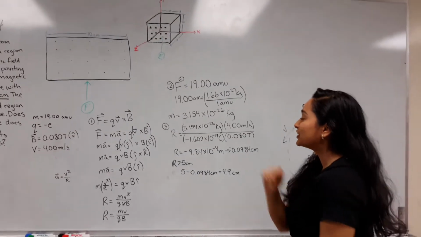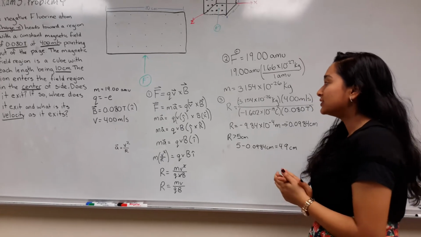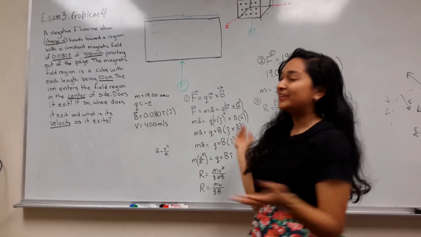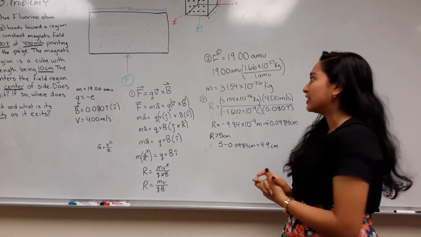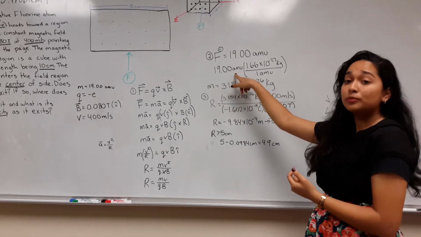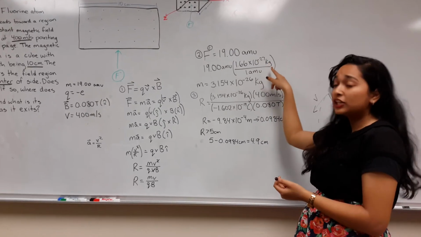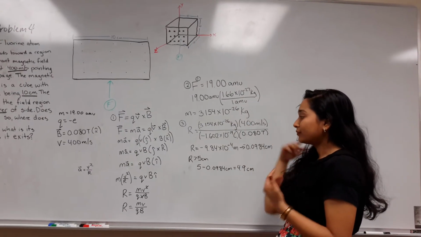So first, when we want to find the radius for this problem, we need to figure out the masses. Now the mass is given in AMU, but that's not going to work in our SI unit scale. So there is a conversion available in which you would multiply 19 AMU by 1.66 times 10 to the negative 27 kilograms to get the mass in kilograms, which we calculated here.